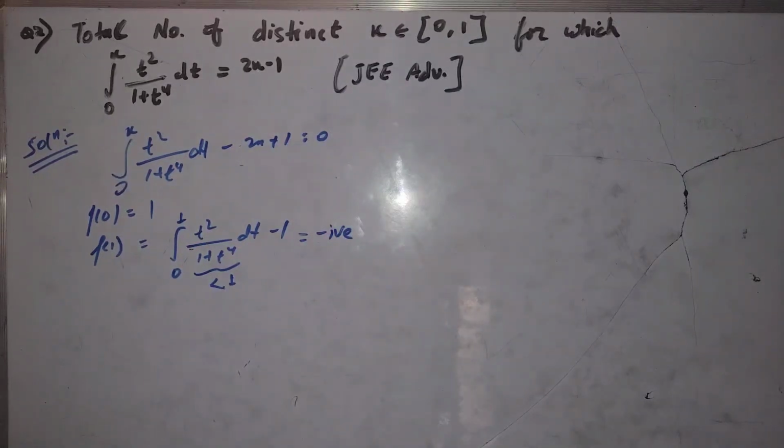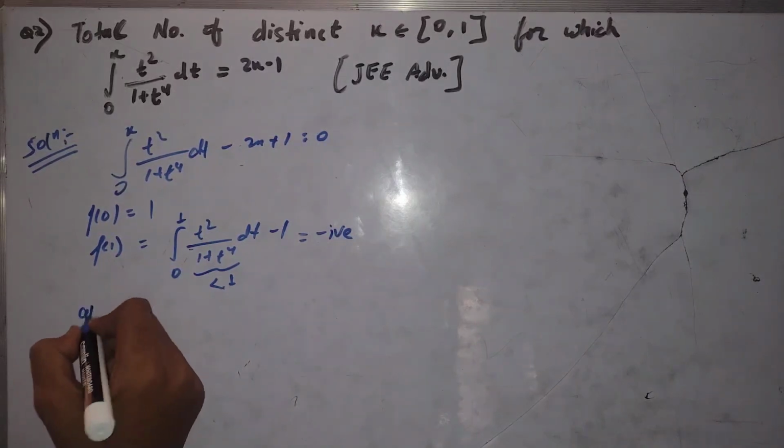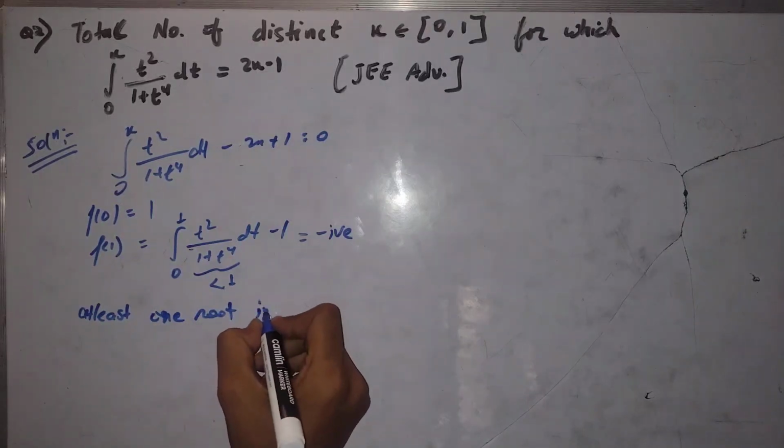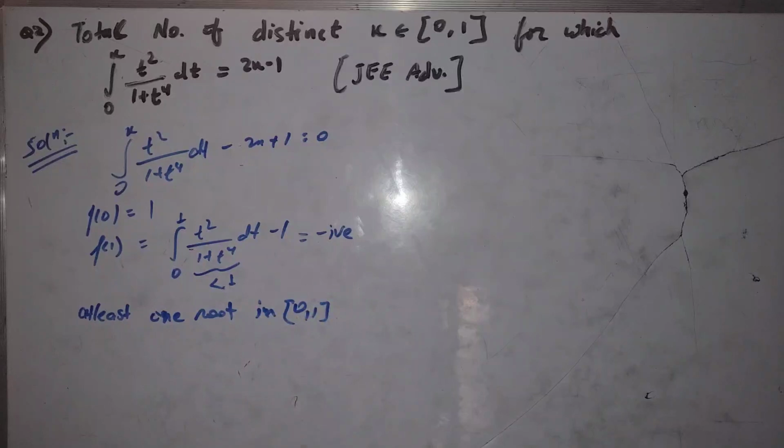So f of 0 is positive and f of 1 is negative, so there is at least one root in 0 to 1. Why can we say this? Because f of 0 is positive, and this function is a continuous function. If f of 0 is positive and f of 1 is negative, the function must have intersected the x-axis somewhere between 0 and 1. So there is at least one root in 0 to 1, that's what we can say from just putting in the values.